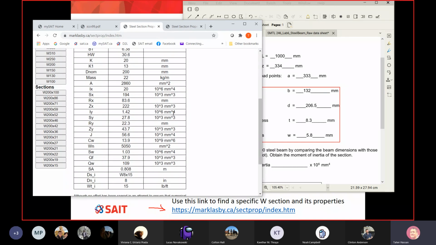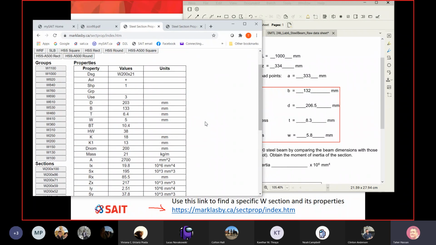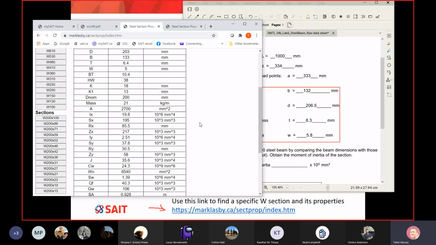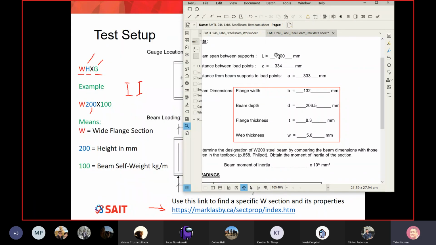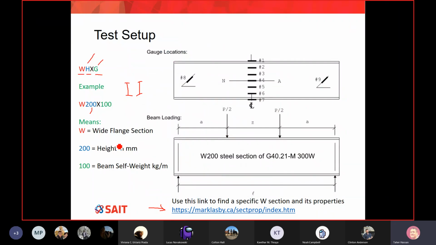Nope. Okay, finally, look at this. I'm going to go to the next one, which is W200 by 21. Can you please check for me? What do you think? Is that the same W or not yet? Not yet. Okay, so you know what? I'm going to leave it for you. The next one is your beam, and I will let you guys do that on your own. So anyway, now we know what a W section is, and we know how we call those W sections.